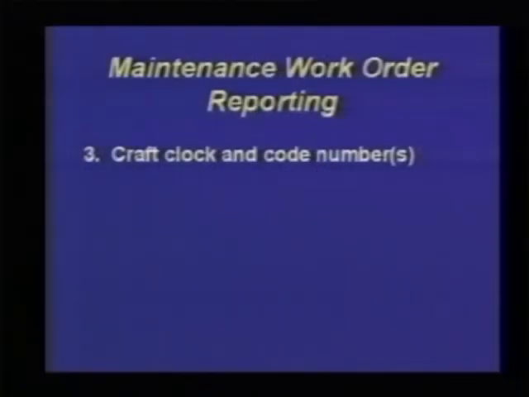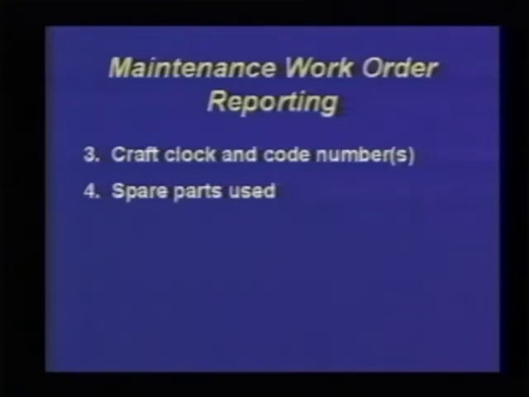Item 3 addresses the clock number, or the clock numbers if we have group codes. And then item 4 is: have all the spare parts been used? If not, then any that have not been used should be returned to the storeroom.